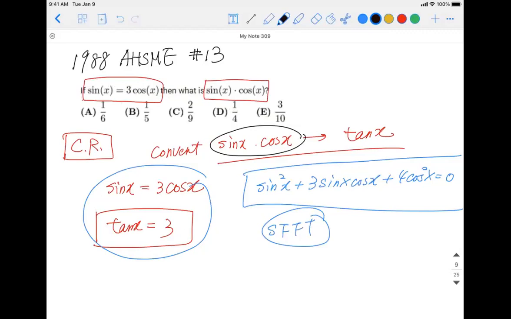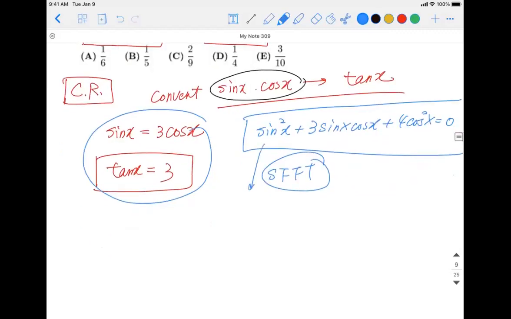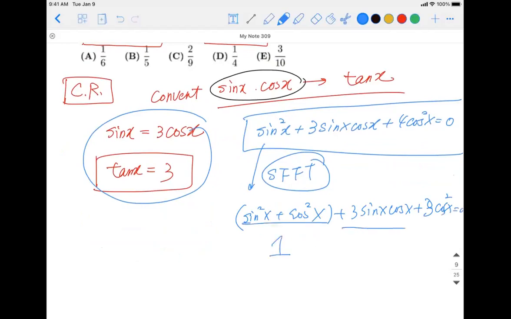So let's follow that. If you want to use the first one equals 1, that's going to be sine theta square plus cosine square, plus 3 sine x cosine x plus 3 cosine square x, equals, so that one will be 1. The following part, how can you convert all of them into tangent? I don't think that's a good idea either. What else?